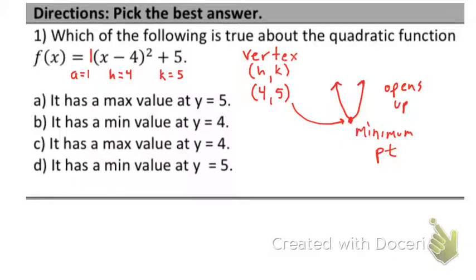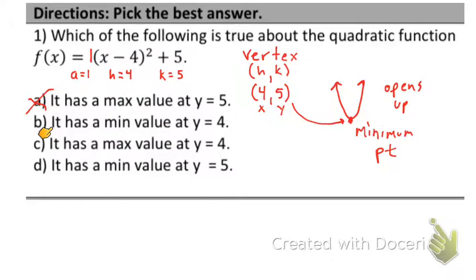Okay, so we have to figure out what is true about this. So it says in problem A, it has a max value of y equal to 5. Well, we know this cannot be true because we actually have a minimum value of 5. Okay, so remember, this is still our x and y value. So this is what it's referencing here. What is your maximum y value? Well, all I know is I have a minimum point or a minimum y value. And it's a minimum y value of 5. All right? So this is not true.